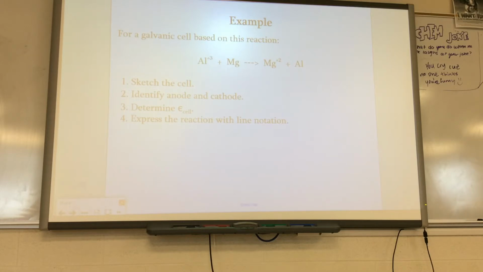This is a hard one. No, this is easy, just like the last one. Whoever is oxidized goes in the anode, and whoever is reduced goes in the cathode.